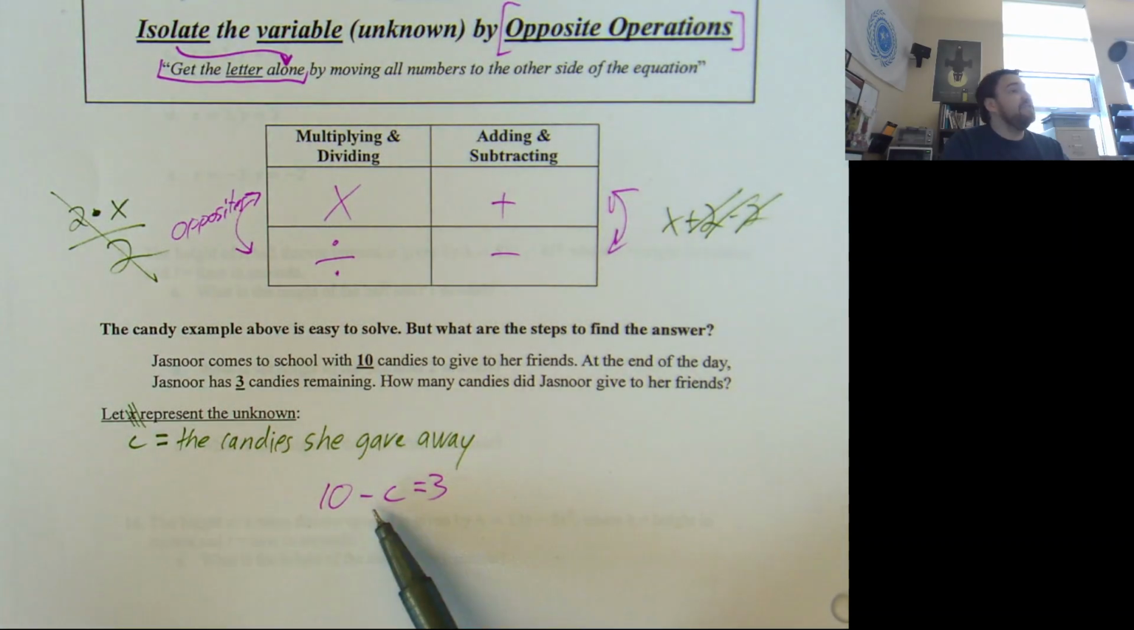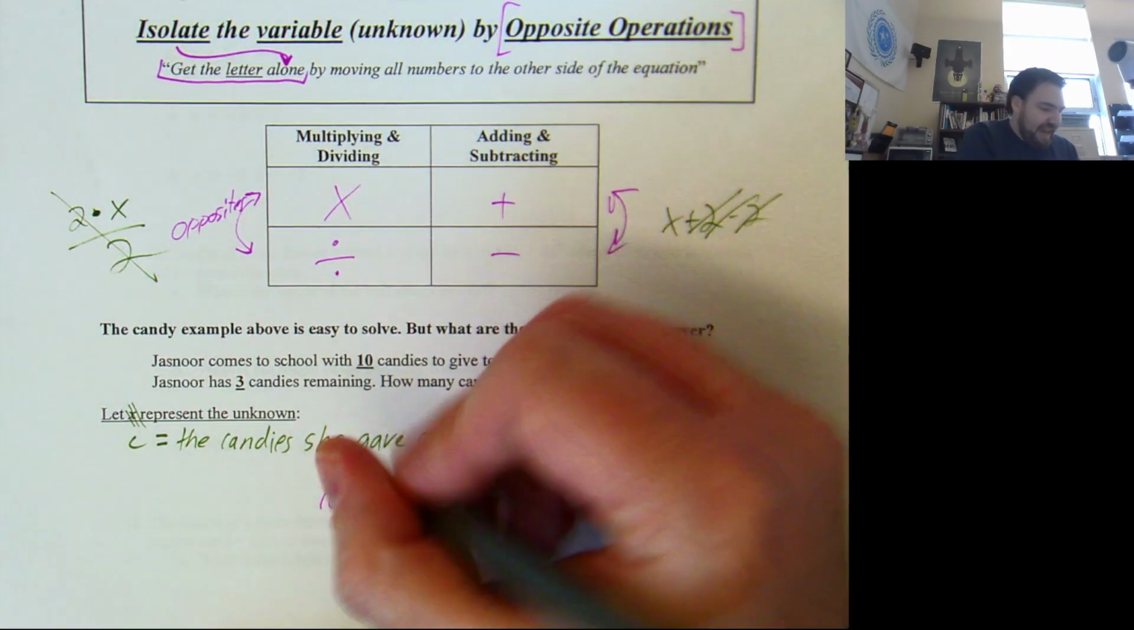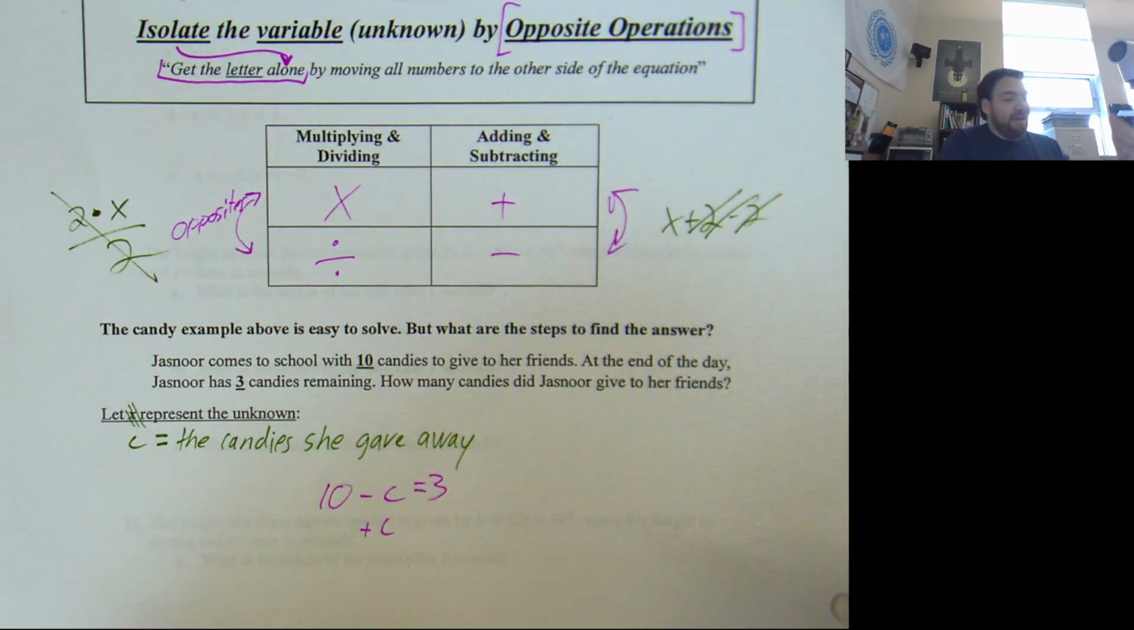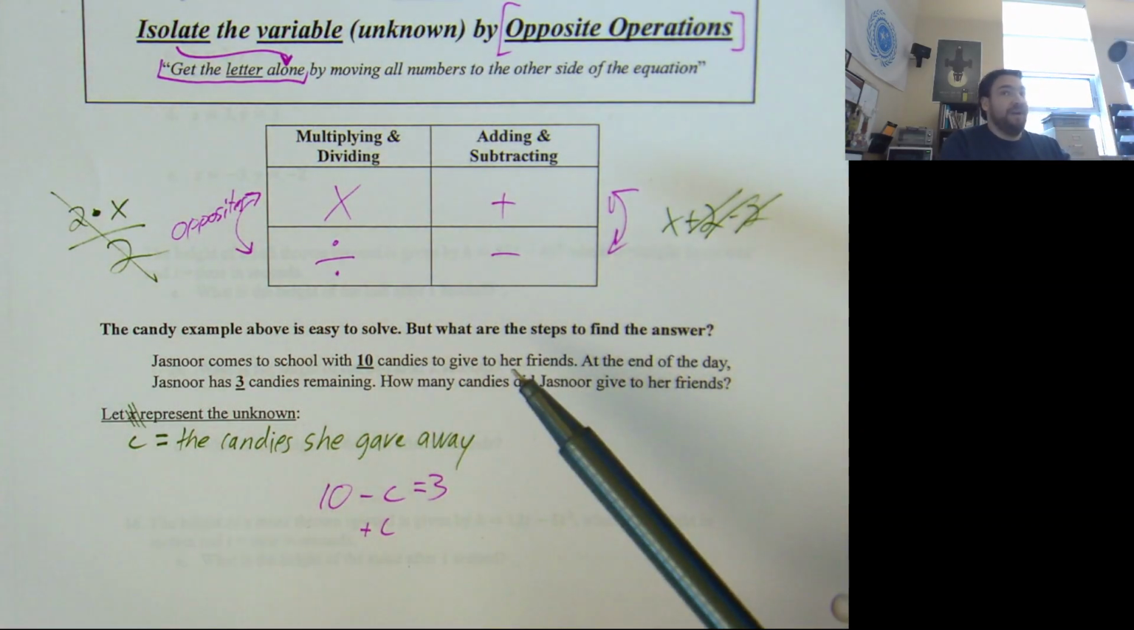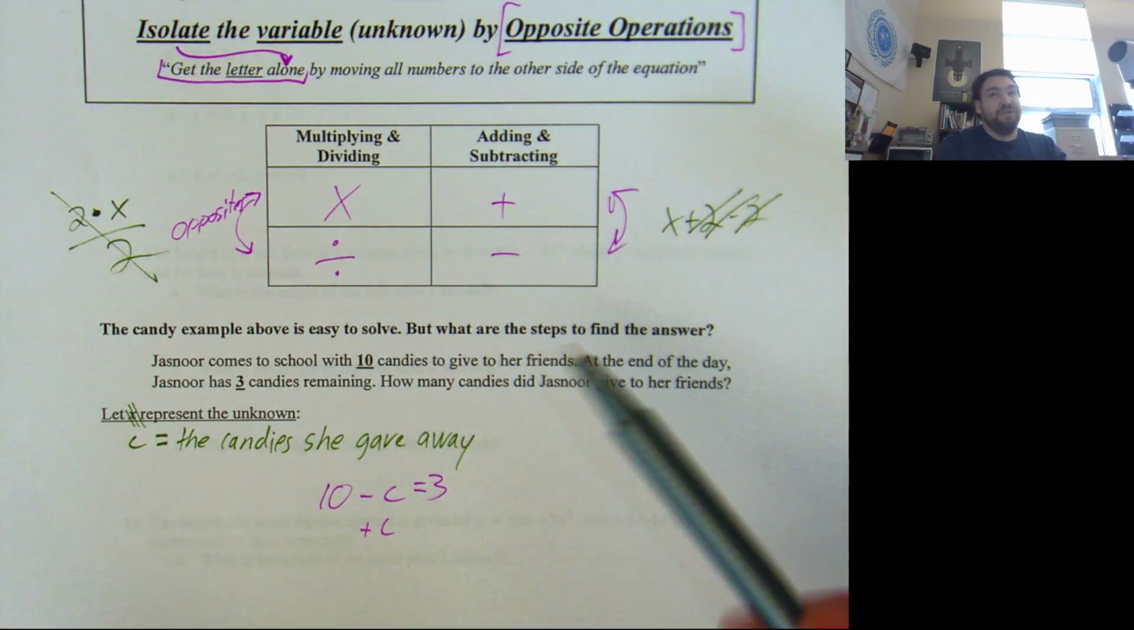Right now I have a negative C. The opposite of having a negative C is having a positive C. So we're just going to add C. And in algebra, whatever you do to one side, you must then also do to the other.